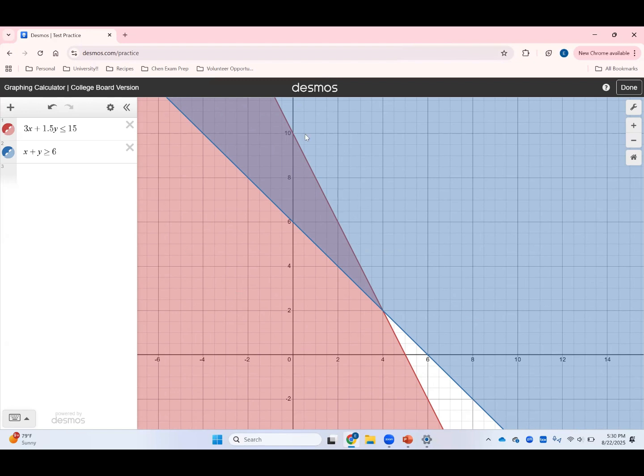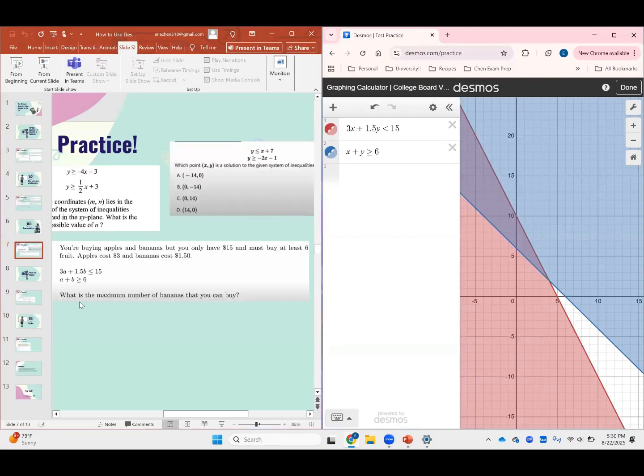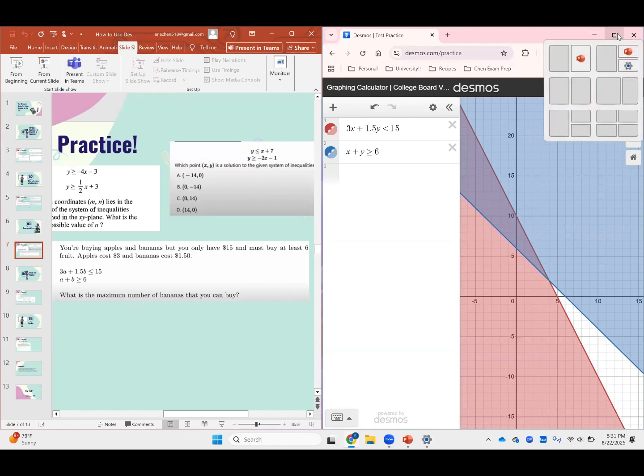And then the y-axis is going to represent the number of bananas you can buy under those specific requirements that they set out in the question. And those requirements are represented by this set of inequalities, okay? So what my overlapping area or my solution set means is it gives you all the different combinations of the numbers of apples and bananas you can buy while fulfilling those requirements. And what the question is asking is, what is the maximum number of bananas that you can buy under those requirements?